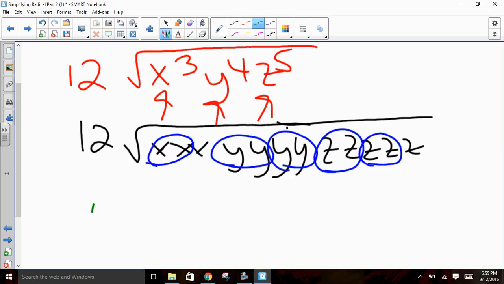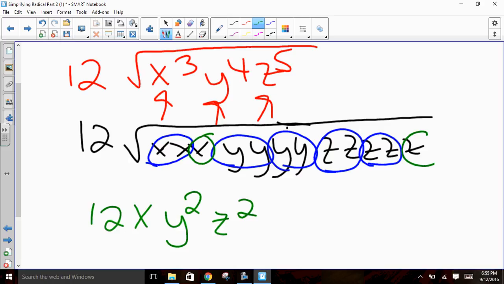All right, so I still have my 12. I have one group of x's coming out. I have 2 groups of y's, which is y times y, which gives me y squared. Same idea, I have z times z, which gives me z squared. But then I still have this little y and this little z. Sorry, let me backtrack. I have that little x and that little z still left under my radical sign.